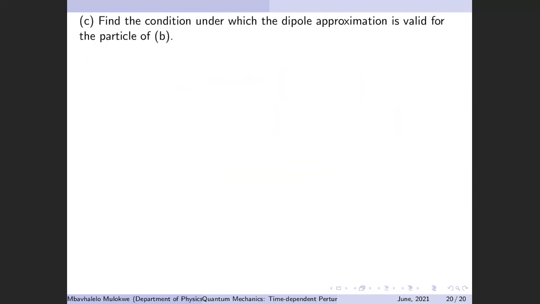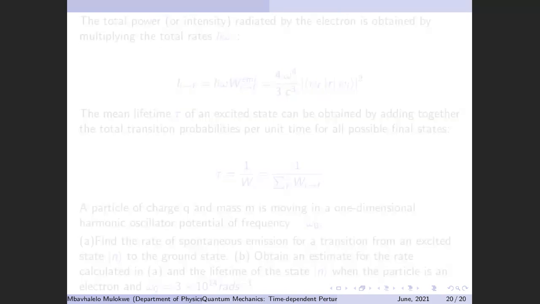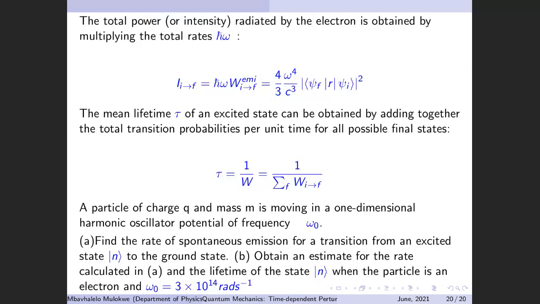So I think I've explained everything. Let's just check. Okay. And then the total power, this I didn't explain. You just multiply the rate that you obtained by h bar omega. So this is the one that I wanted. The decay rate, or the mean lifetime, will just be the inverse of these things that we computed.